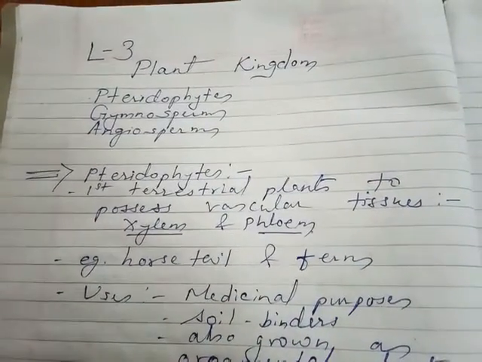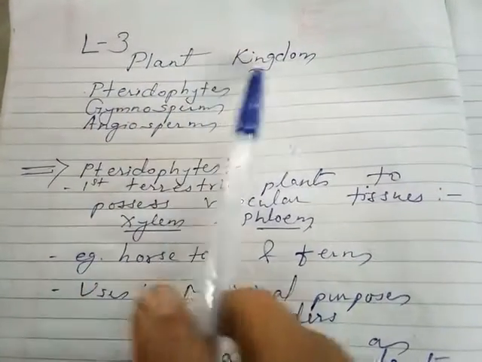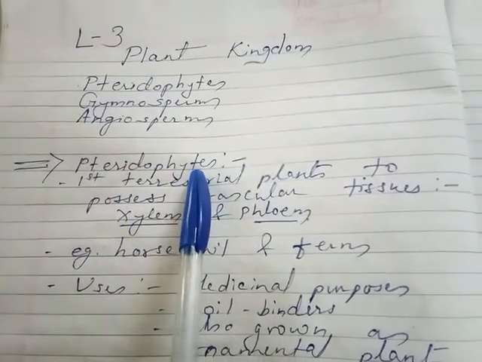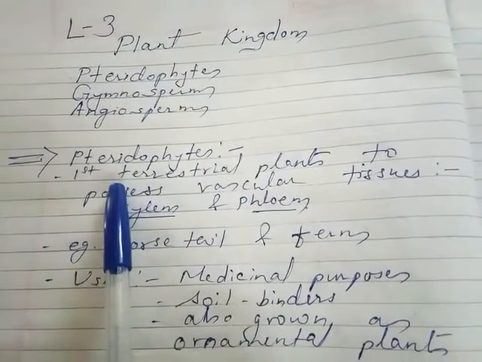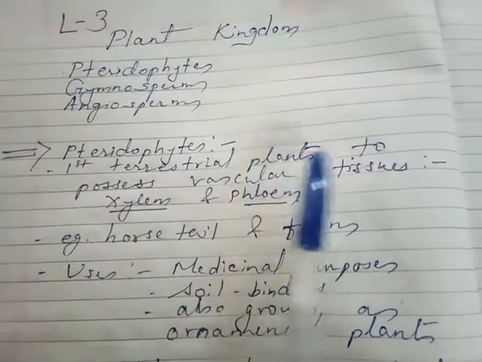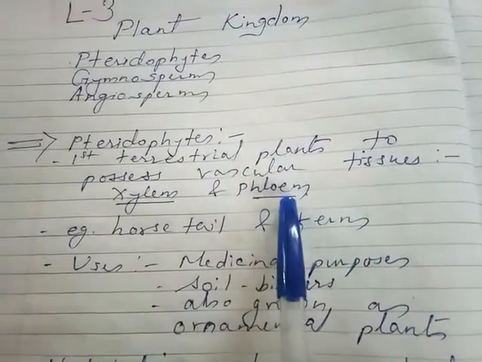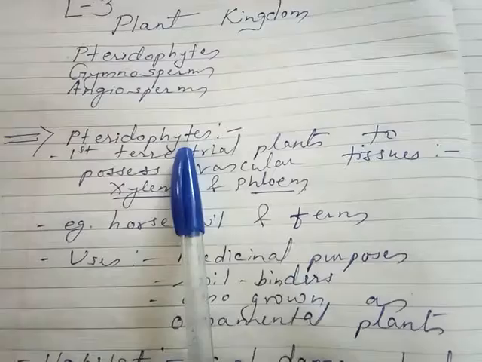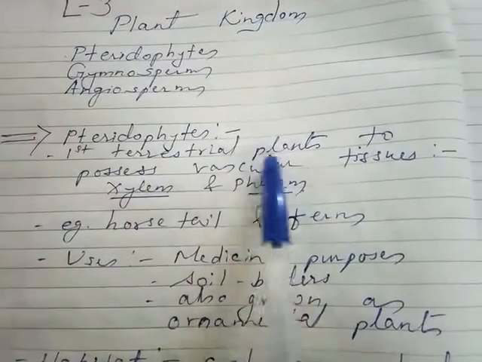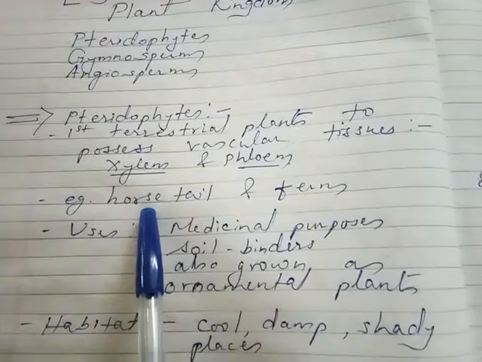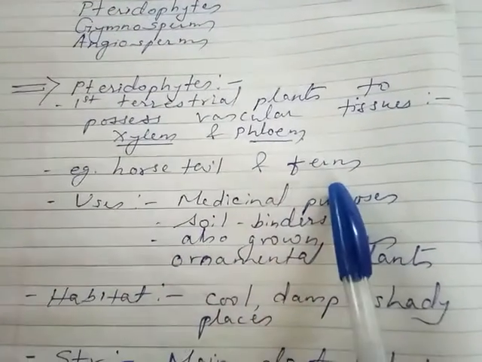Hello everyone, let us start with our third chapter, that is Plant Kingdom of Standard 11. In that we will study about pteridophytes. Pteridophytes are said to be the first terrestrial plants to possess vascular tissue, that is xylem and phloem are present in pteridophytes. So these are the first terrestrial plants to have xylem and phloem. Examples of pteridophytes are horsetail and ferns.